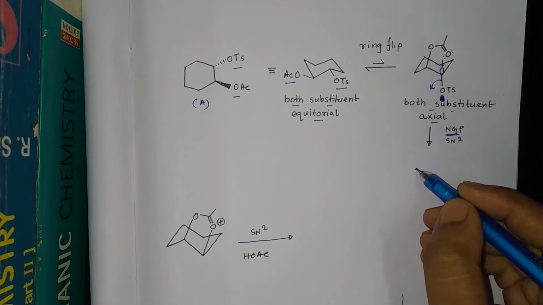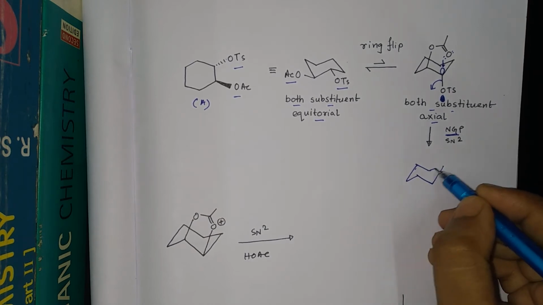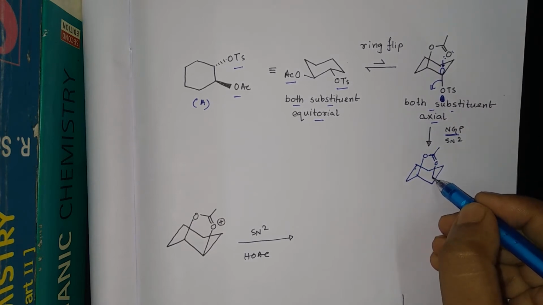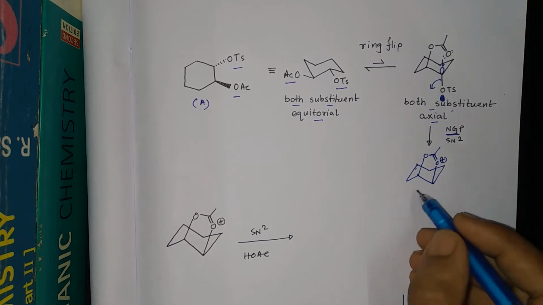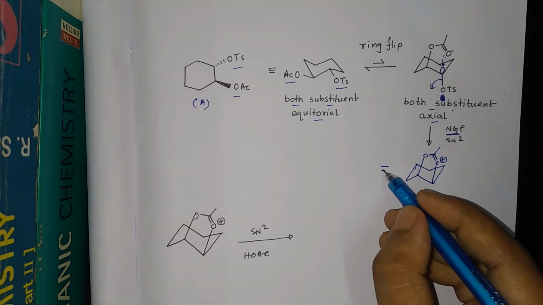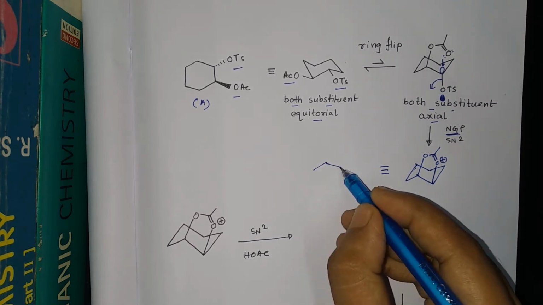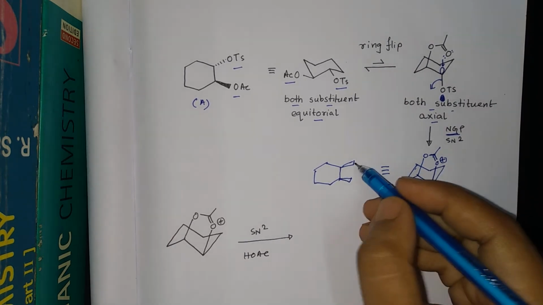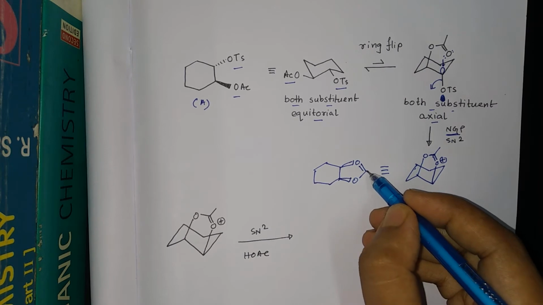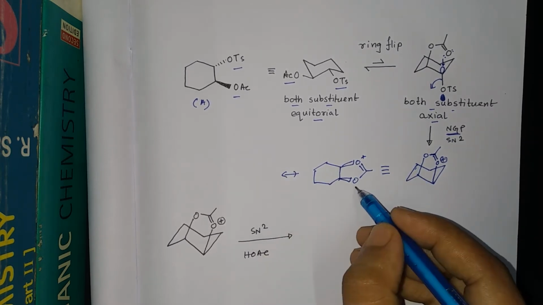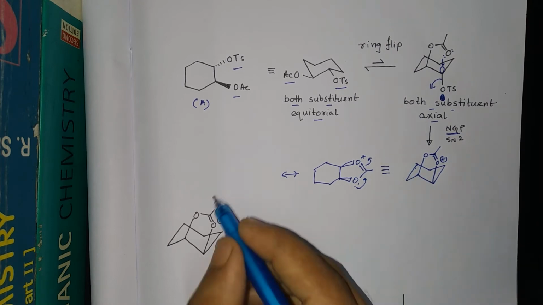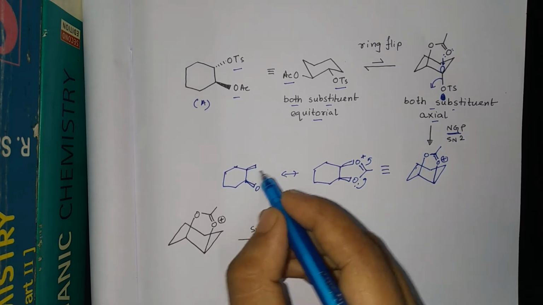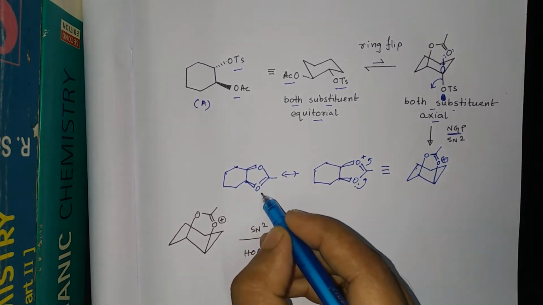So what will form? This will form, with the C=O and this positive charge. This is the intermediate. We can write it like this, where both are on the upper face, so this is the structure. This can go to an equivalent resonating structure like this, and it can come like this. Both are equivalent resonating structures.